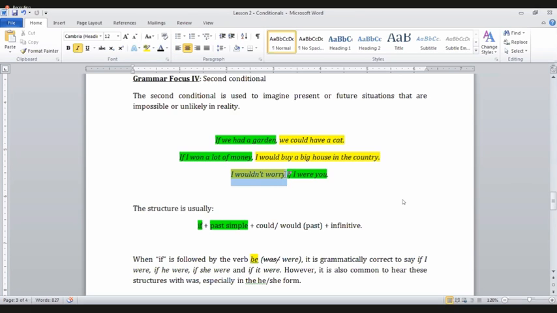Now, I wouldn't worry if I were you. Okay? So here, if I were you, it's what we call a past event, but it's not possible. I wouldn't worry. So it talks about a future situation that I'm not going to worry at all. So it's a future impossible situation.